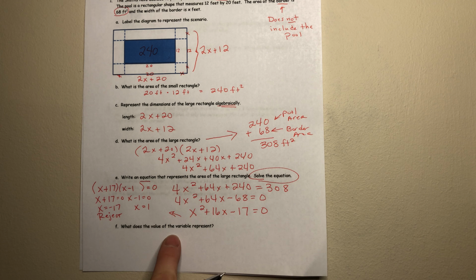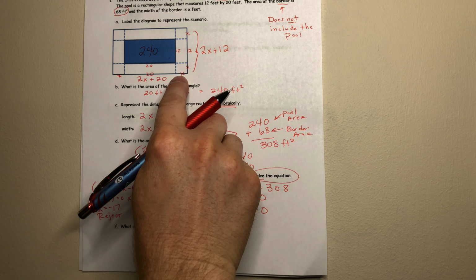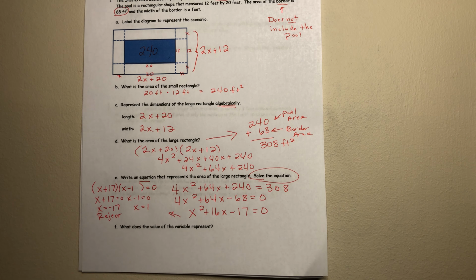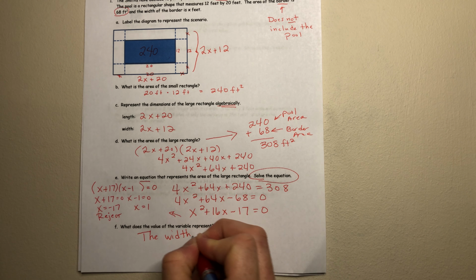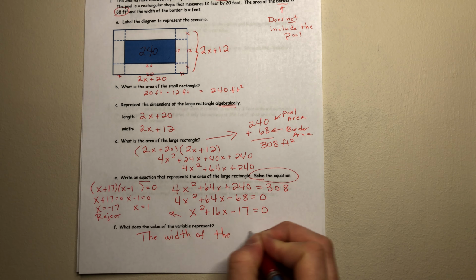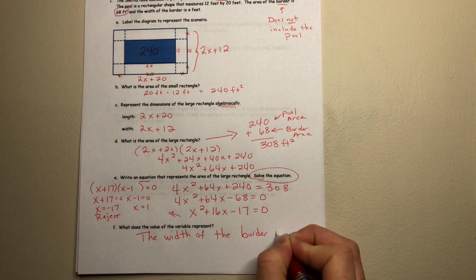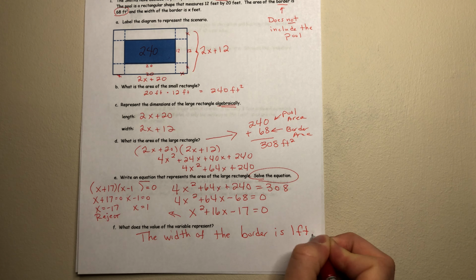So what does the value of that variable represent? It's the width of the border around the pool. So the width of the border is 1 foot.